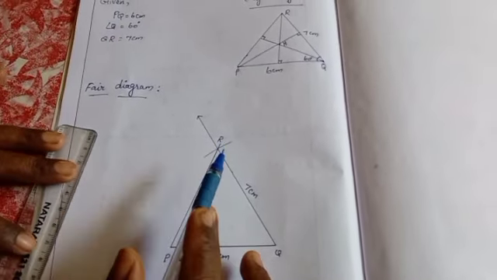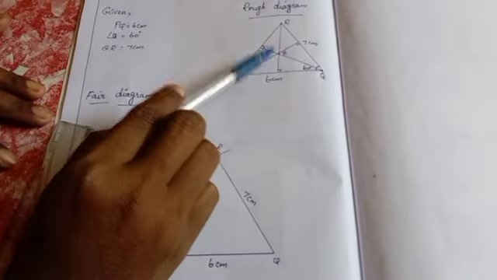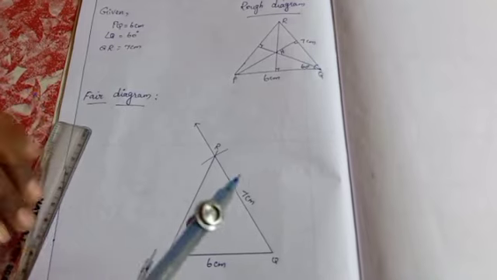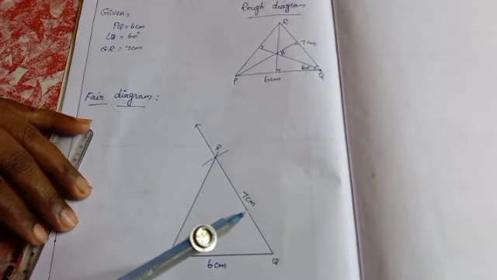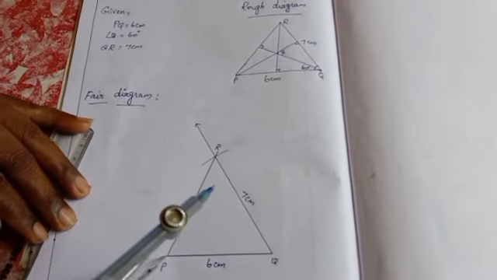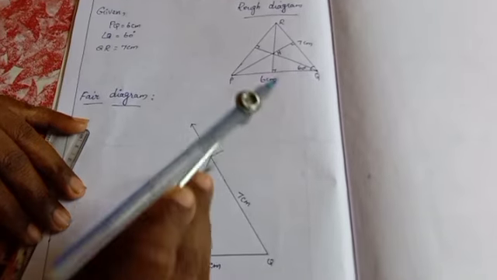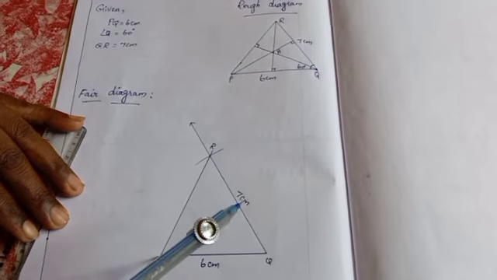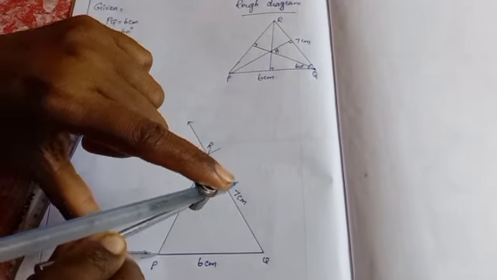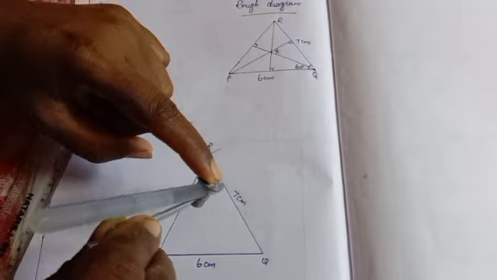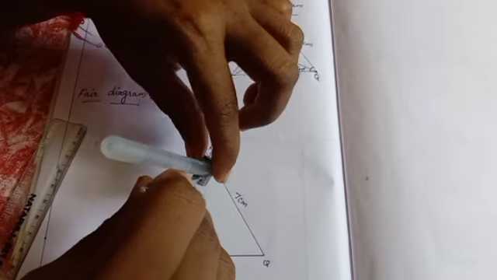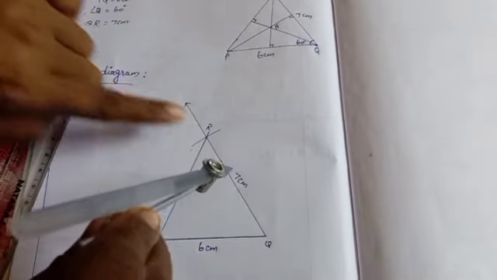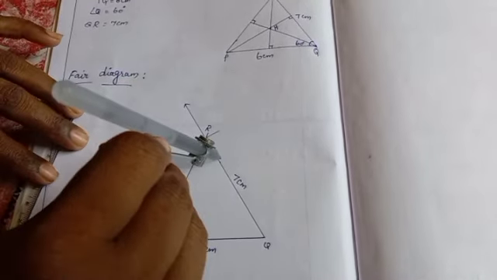Now we have to construct the orthocenter. How do we construct this orthocenter? Take your compass. You have to take an approximate measurement. We have three vertices, P, Q, R. You have to consider any two vertices. I am considering P here. Keep the compass needle on P. Take the measurement like this. This vertex is P, opposite side is QR. Beyond the opposite side, you have to draw the arc.